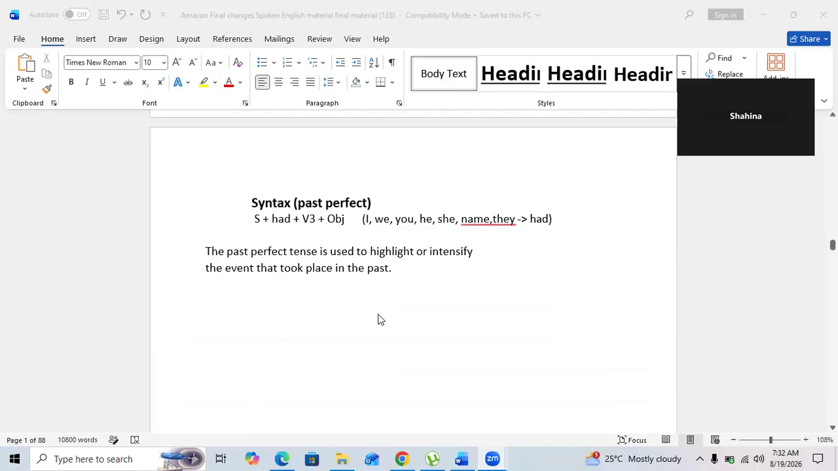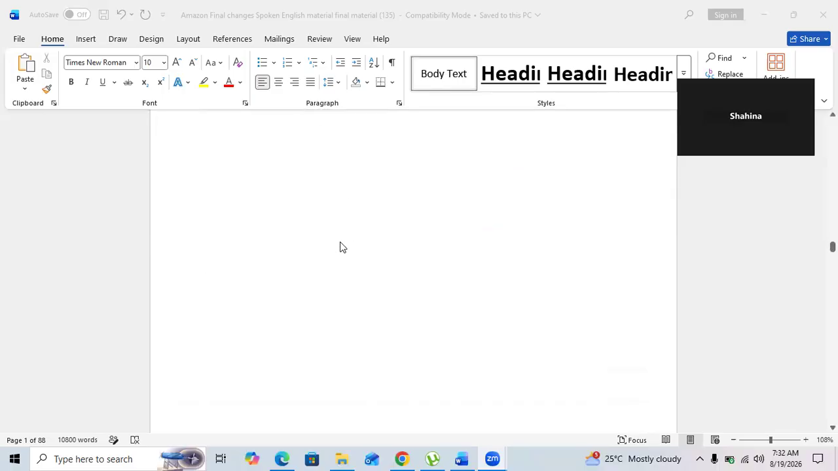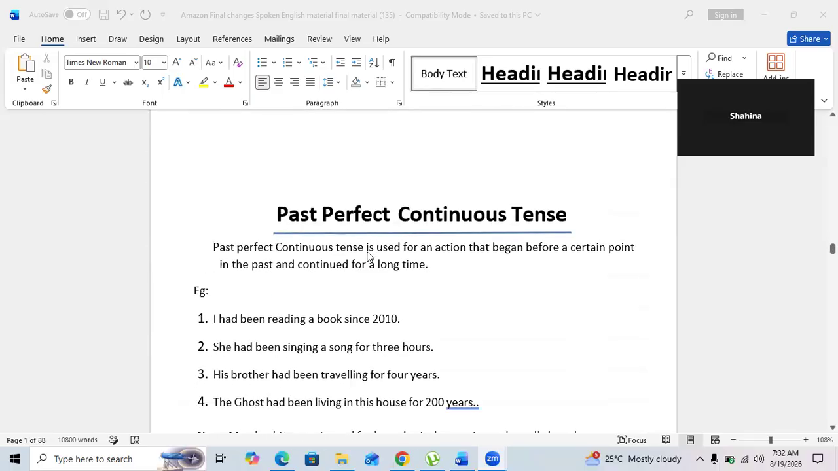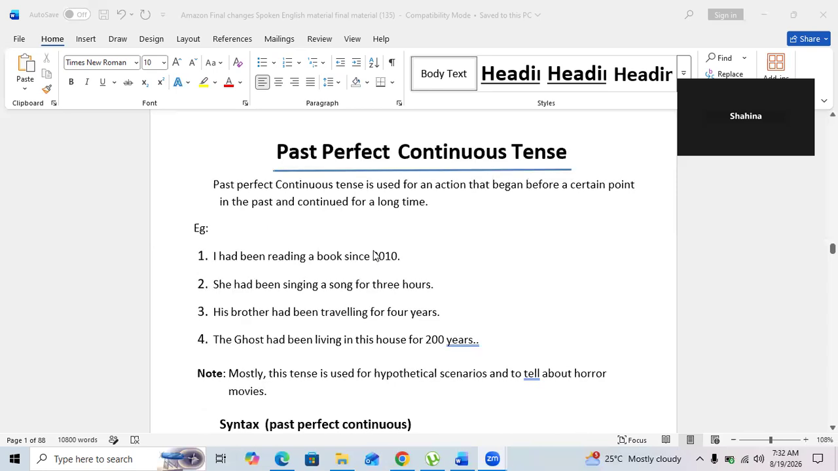Fine. So where do we have to use this actually? This is used to highlight or intensify the event that took place in the past, or in order to highlight something that happened in the past. So in our next class, that is tomorrow, we'll discuss the past perfect continuous, and here we'll see, in case you like horror movies, you'll definitely start liking this tense as well, because most of the horror movies are mainly written by following the past perfect syntax.